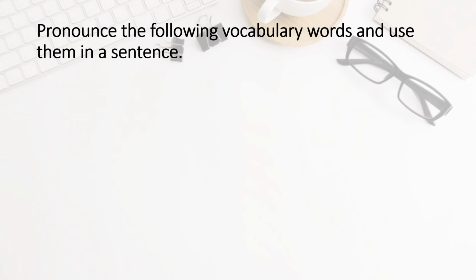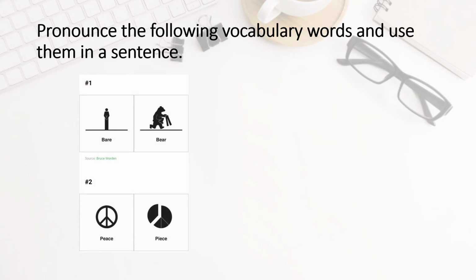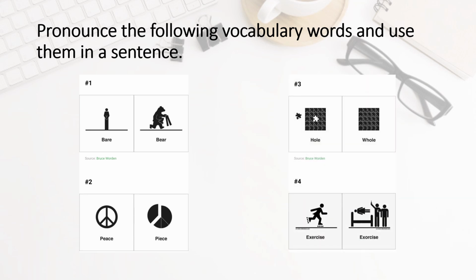Okay, let's try this exercise together. Pronounce the following vocabulary words and use them in a sentence. So the first one, or number one, you have bear and bear. Number two, you have peace and peace. Number three, you have whole and whole. Number four, you have exercise and exercise. So how do we use the following in a sentence?